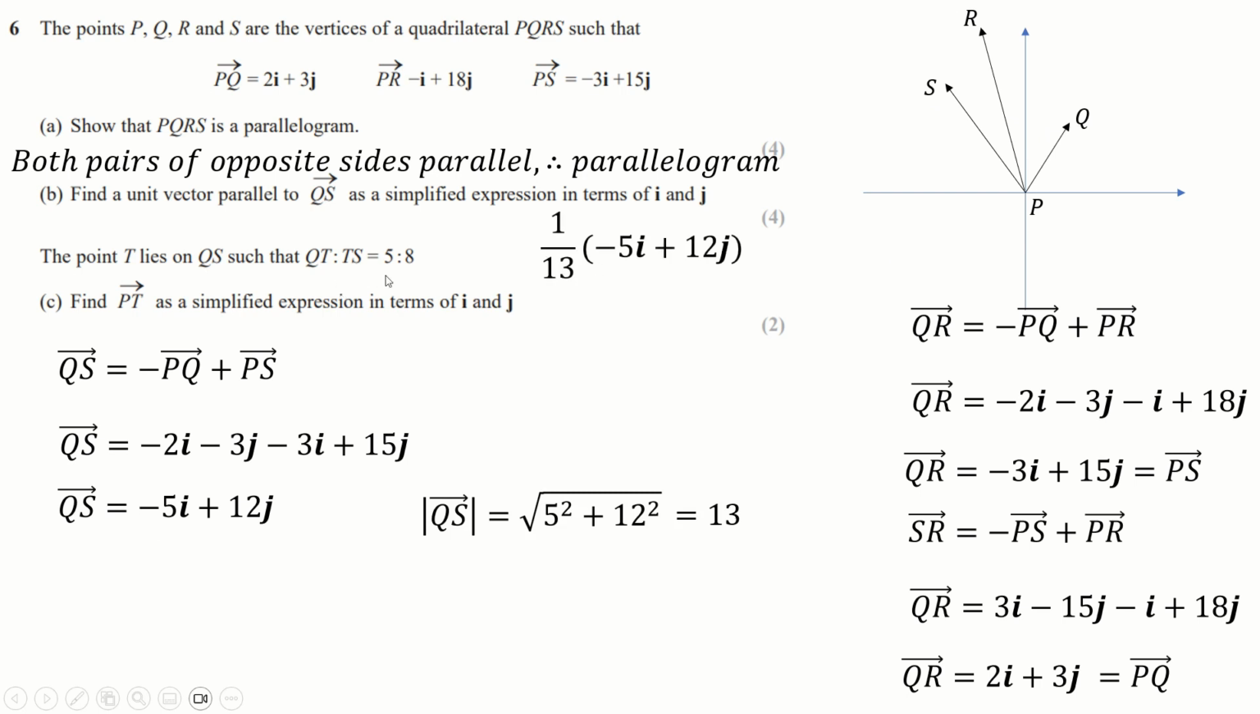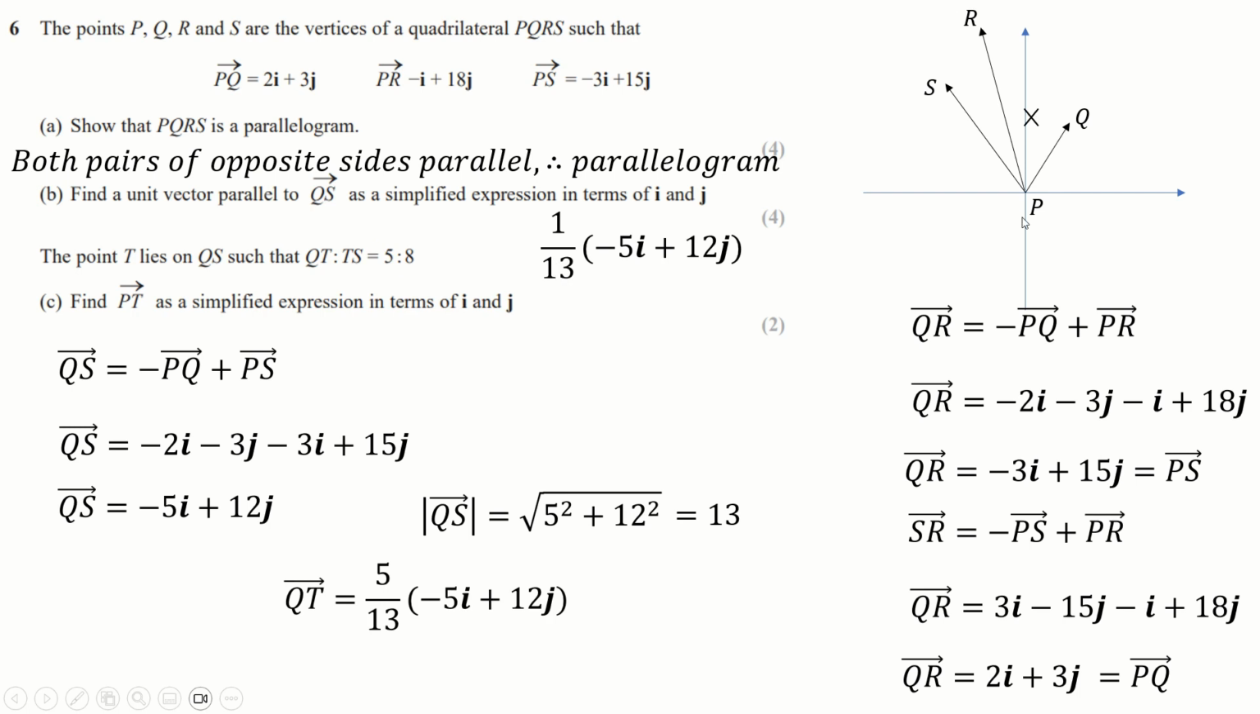P to t, so t is somewhere between q and s, such that we have 5 parts here and 8 parts here. So, to get from q to t then, we just have to times this little bit by 5, because we've already broken q to s into 13 little pieces. Here they are. So let's just times those by 5. The sum of this ratio is, of course, 13. So just times this by 5, and you get q to t.